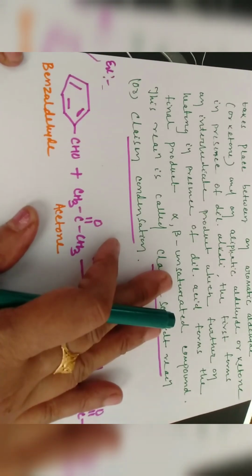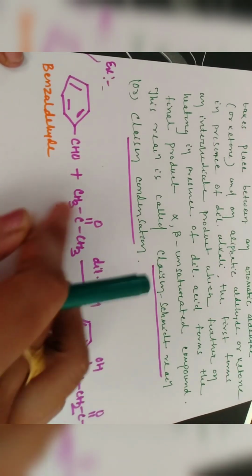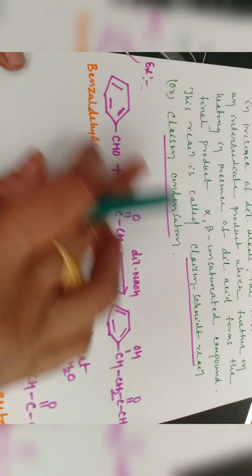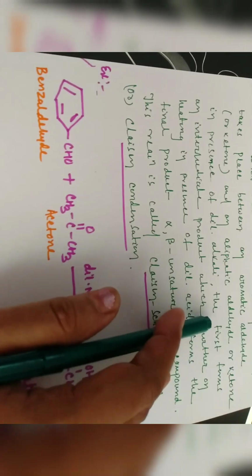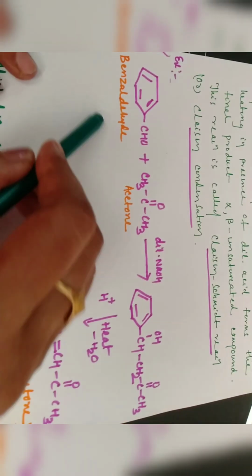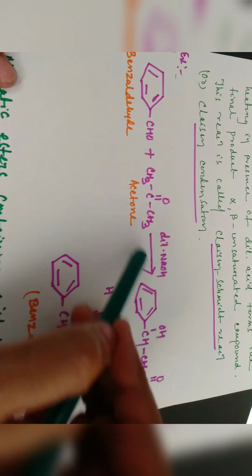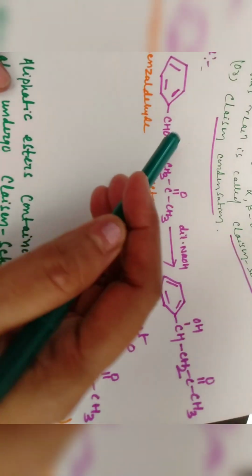Now what happens here? Here the condensation reaction takes place between an aromatic aldehyde and an aliphatic aldehyde. Suppose the reaction occurs between benzaldehyde and acetone. Maybe your aldehyde or ketone, maybe two aldehydes. Okay. Now when benzaldehyde is treated with acetone in presence of the dilute alkali, then here is what happens.